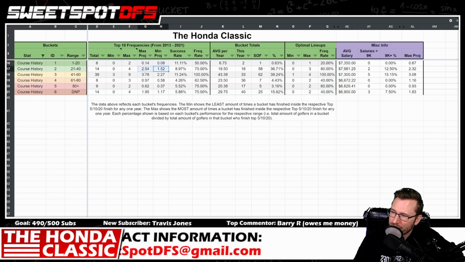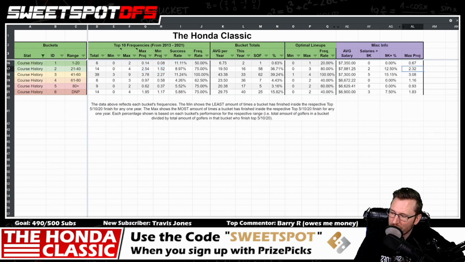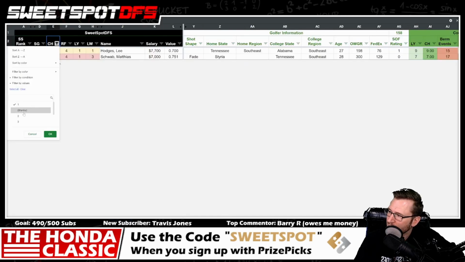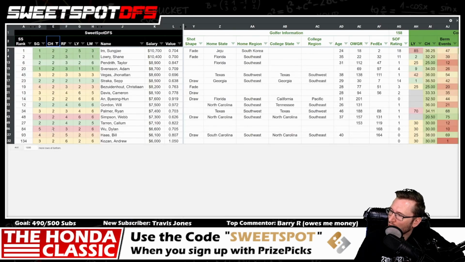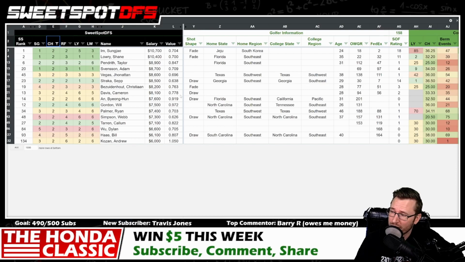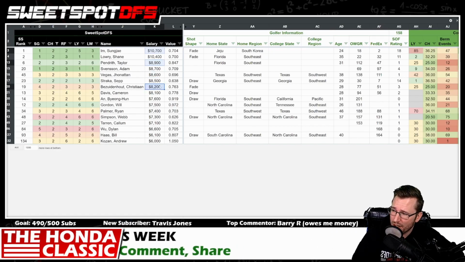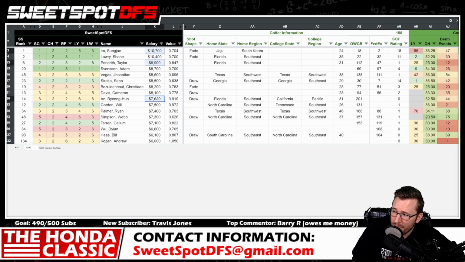Course history 2s, 1 to 3. And that stays the same when we include the sweet spot ranks. Sungjae, Shane Lowry, Taylor Pendrith. Yeah, all golfers I like. Golfers I do not mind playing whatsoever. So 1 to 3. I could see myself playing 3 of these guys. Like, I could imagine playing Sungjae at 10-7, Pendrith at 89, and maybe even another 8K golfer like Vegas, Bizanehout. I could even drop down to Benny Ann, Will Gordon, guys I was just talking about. I don't mind that. So yeah, 1 to 3.